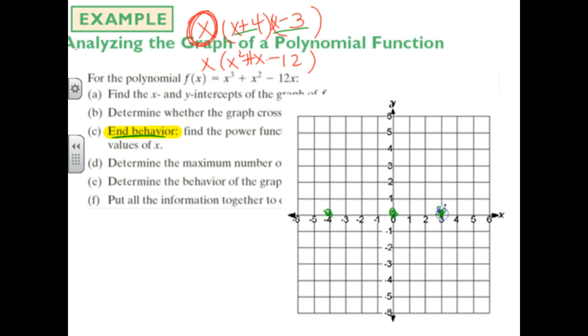And they're all single roots. It's an x cubed, so I know the ending behavior is first and third. And I'm simply going to pass through all 3 roots because they are all single roots.